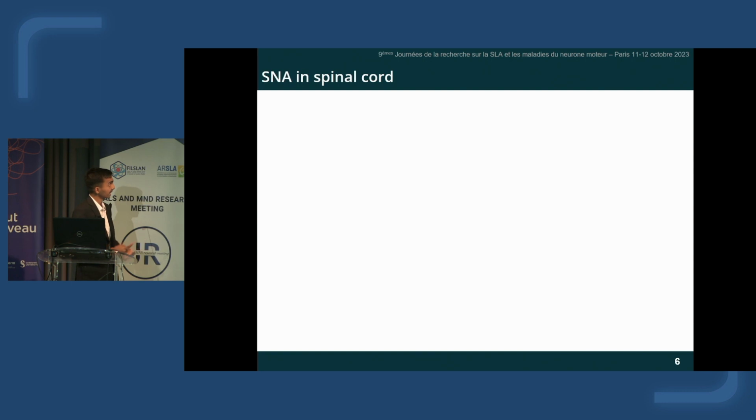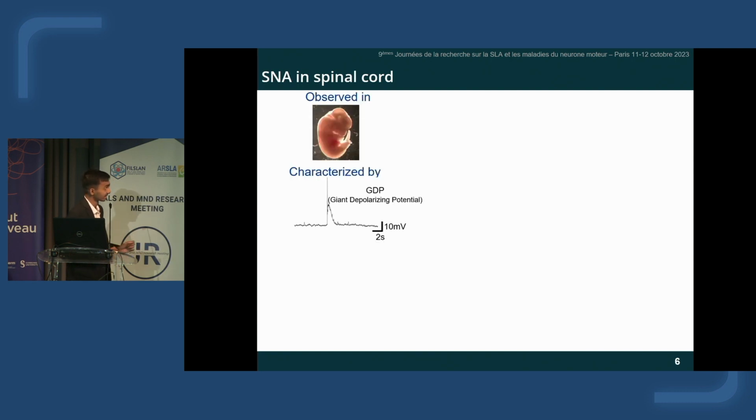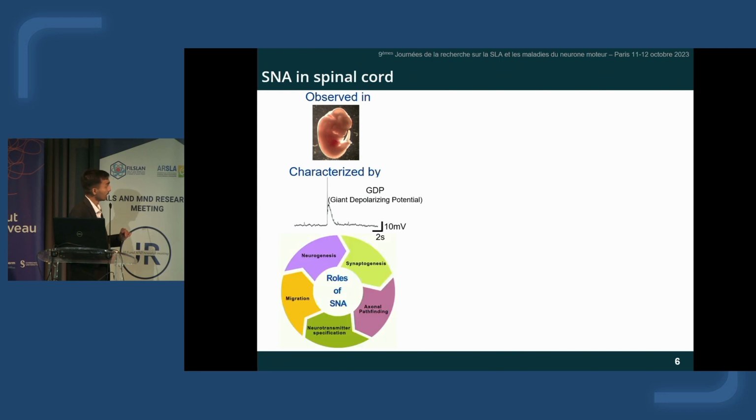Now, looking at spontaneous network activity in the spinal cord, we find it during the embryonic stage. It is characterized by giant depolarizing potentials, and this potential can last for about 2 to 10 seconds. It plays a very important role in neurogenesis, synaptogenesis, and axonal pathfinding, to name a few.